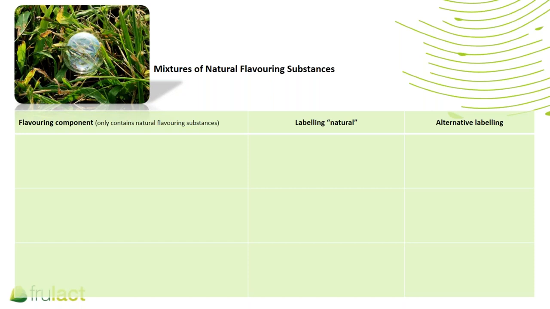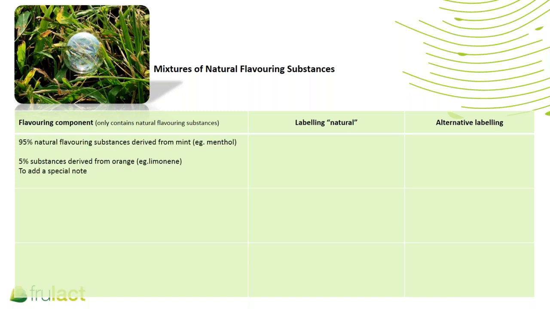So, are you ready for a quick quiz? Let's see. We will start with mixtures of natural flavoring substances. In this example, all the flavoring components contain only natural flavoring substances. We have 95% of natural flavoring substances derived from mint and 5% substances derived from orange, for instance, to add a special note. How will we label this? Because the flavoring component is 100% natural flavoring substances, we can use natural flavoring substances in the label, or natural mint flavoring, because more than 95% is derived from mint. Alternatively, we can always use flavoring or mint flavor.